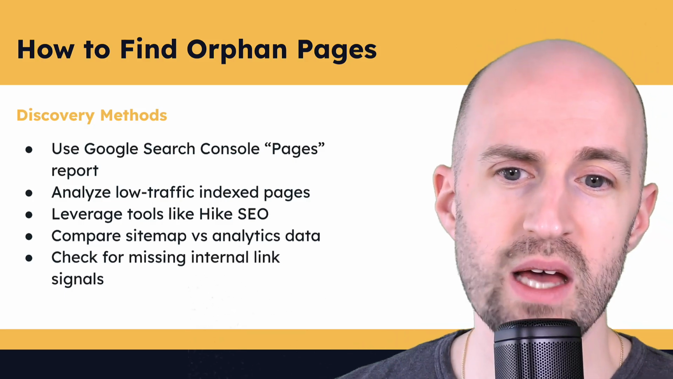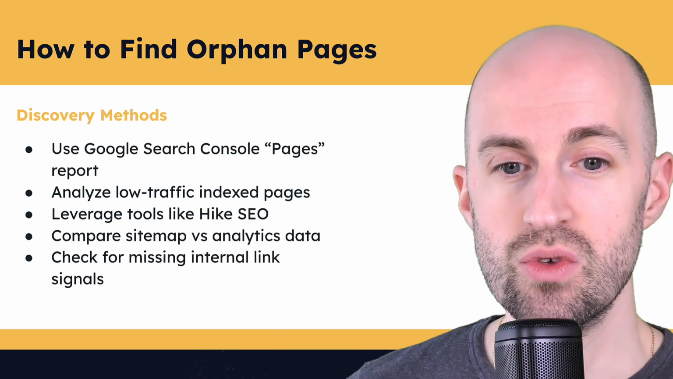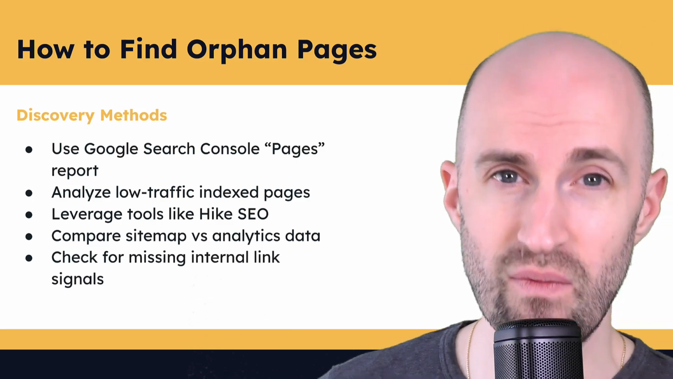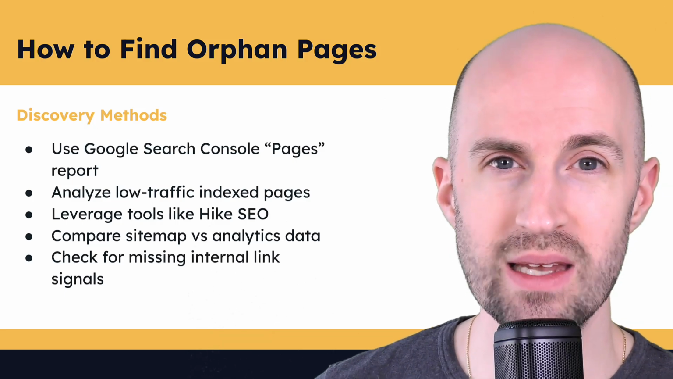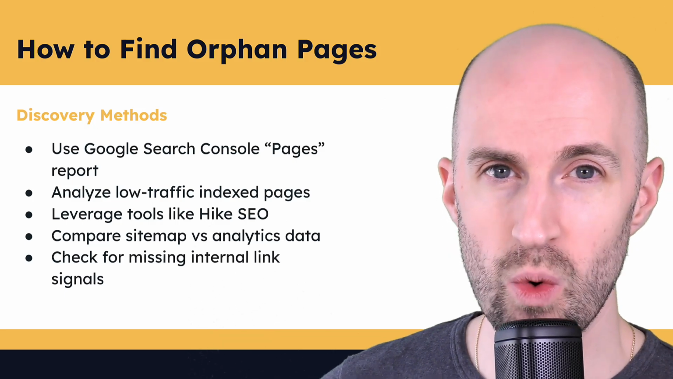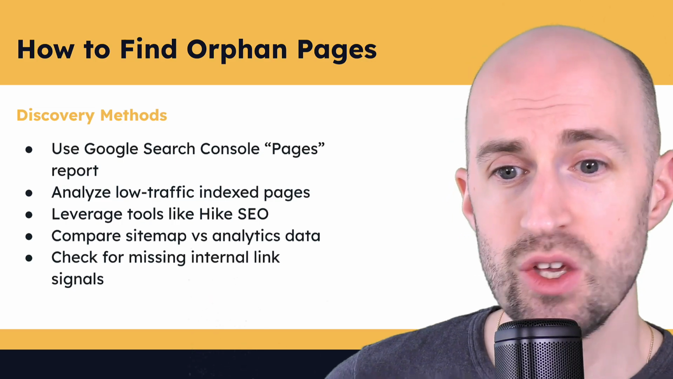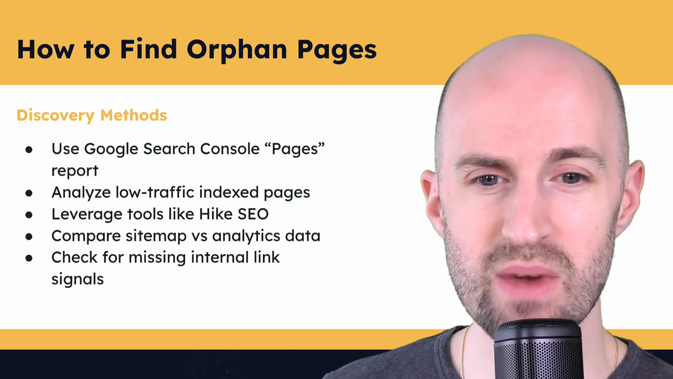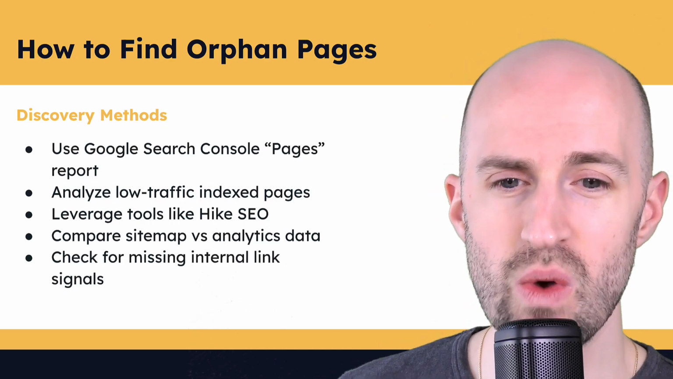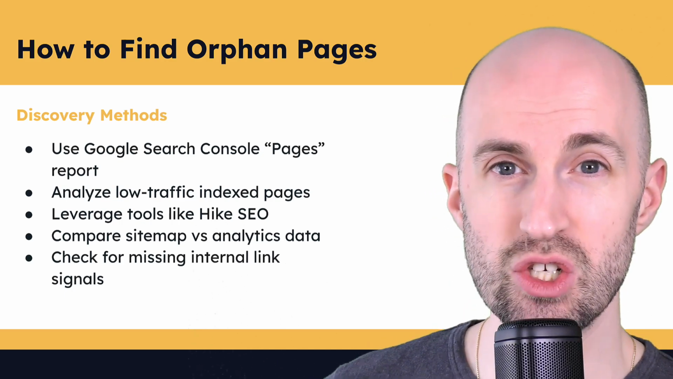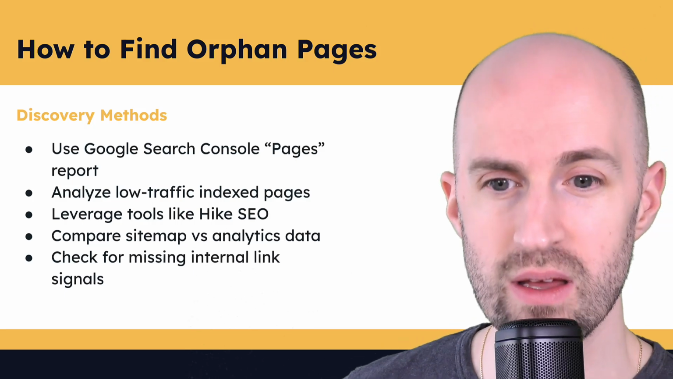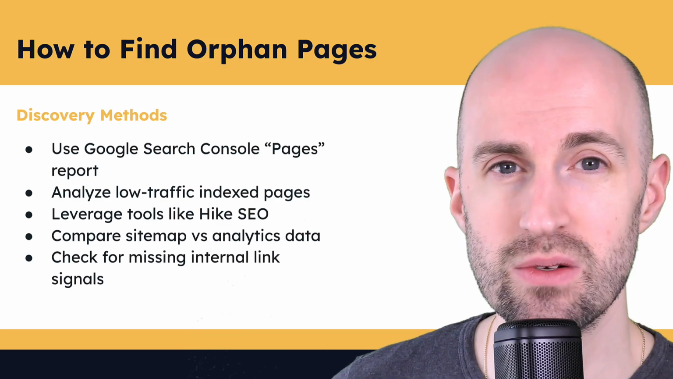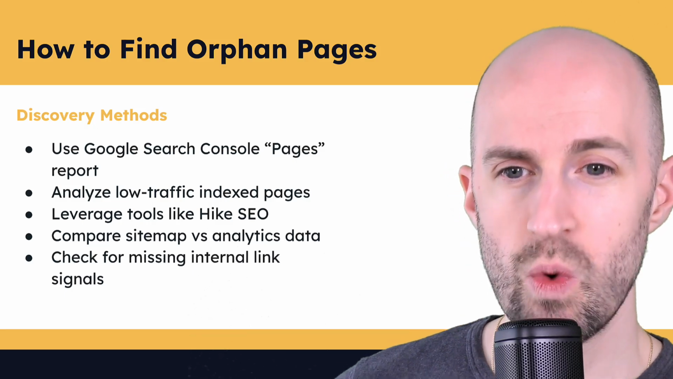And then you can also analyze low traffic index pages using Google Analytics, or leverage tools like Hike SEO that automatically flag these issues for you and then attempt to fix them for you as well, or show you how to fix them. And you can also compare your sitemap versus your analytics data and see if there's any mismatches there in terms of what pages you have and what pages actually bring in traffic or have visitors. And then also check for any missing internal link signals from those tools as well.